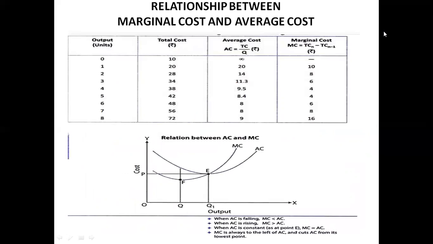And we should also know the relationship between the marginal cost and the average cost. So we can see on y-axis cost is there, on x-axis output is there. So we can see the relationship that when average cost is falling, marginal cost is less than average cost. Then when average cost is rising, marginal cost is greater than average cost. And when average cost is constant, as at point E, we can see marginal cost is equal to average cost. And now marginal cost is always to the left of the average cost and cuts average cost from the lowest point.